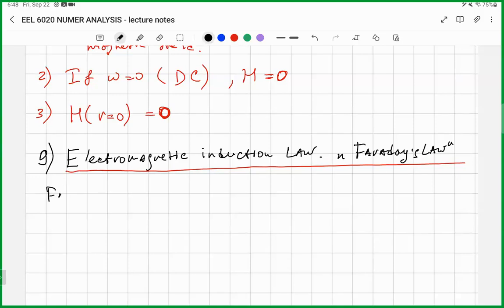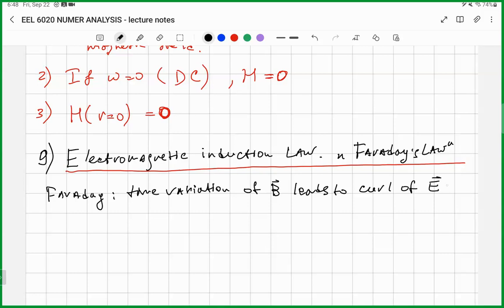Okay, so Faraday discovered that variation of the magnetic field, I mean the time variation of magnetic field, time variation of B, leads to creation of curl of electric field, curl of E field.